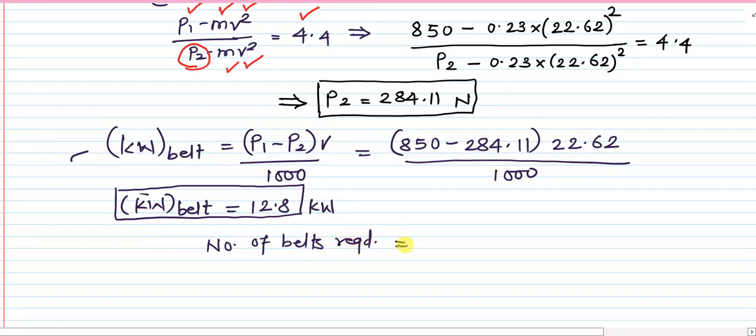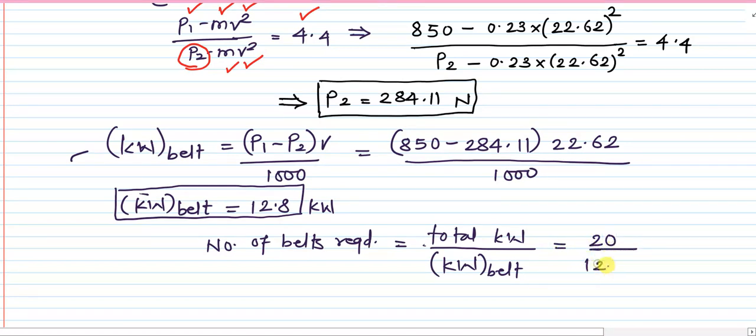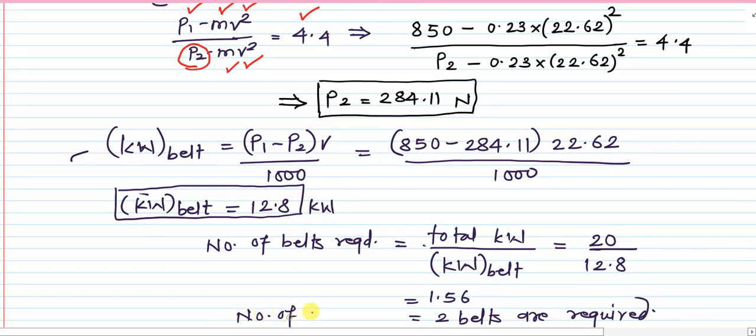So the number of belts required will be equal to the total kilowatt to be transmitted divided by the power transmitted by one belt. So that is equal to 20 divided by 12.8. If you calculate, it comes out to be 1.56, or simply you can say that 2 belts will be required. So that is the complete solution of the problem.